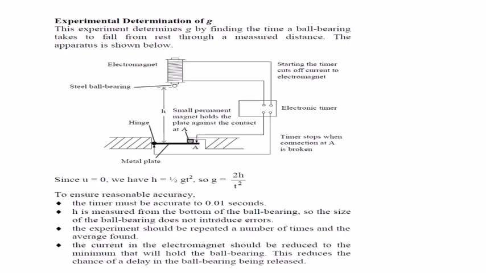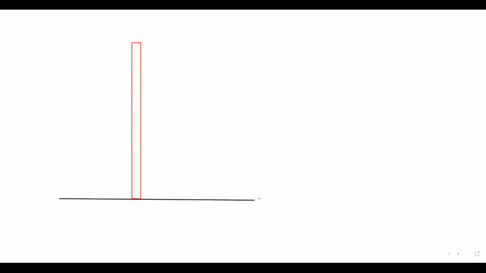Finding the acceleration due to gravity by using the electromagnet. Then we can also use a stopwatch and a ruler, a meter rule. So what we can do, we can place a meter rule exactly vertical on the floor. This is also another way of finding the acceleration due to gravity.